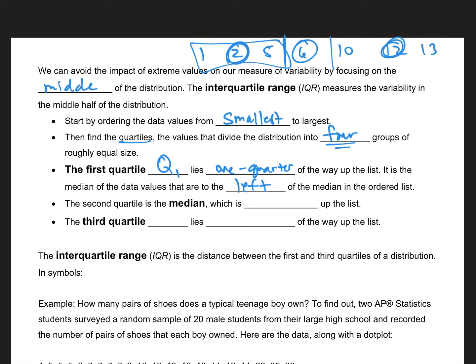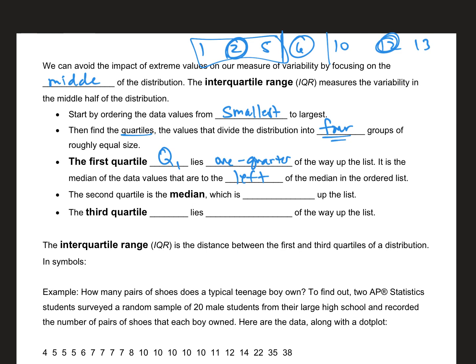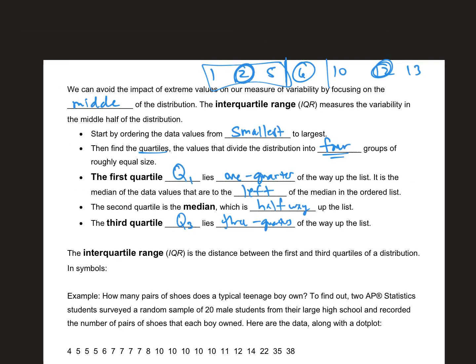The second quartile is the median. We don't call it Q2, we call it the median, which is halfway up the list. So we've already talked about the median. And then the third quartile, Q3, lies 3/4 of the way up the list.